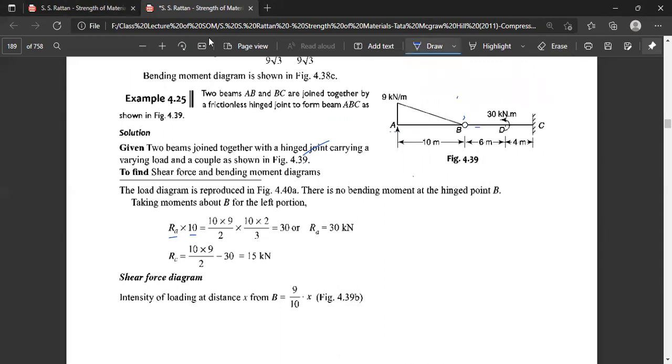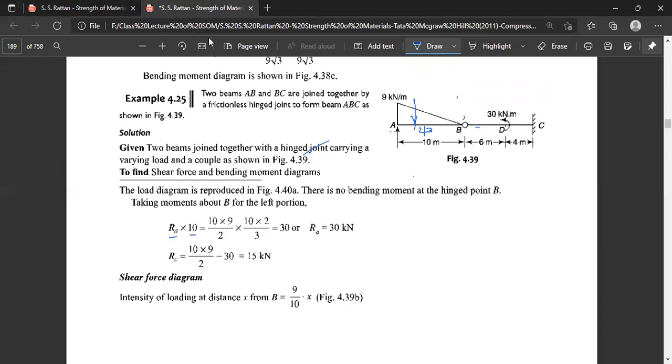No, this force is supposed to be acting at a distance of 2/3 from the end B. So it has become 10 multiplied by 2/3, and RA is equal to 30 kilonewton.